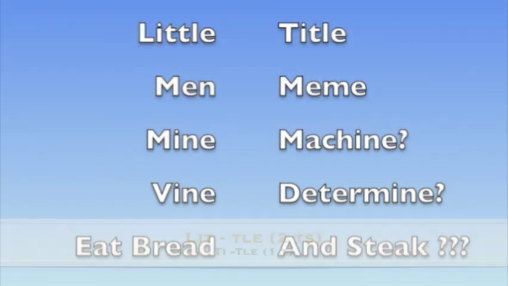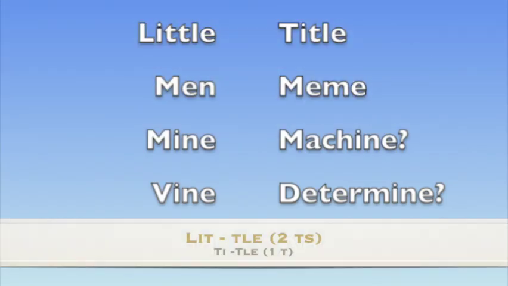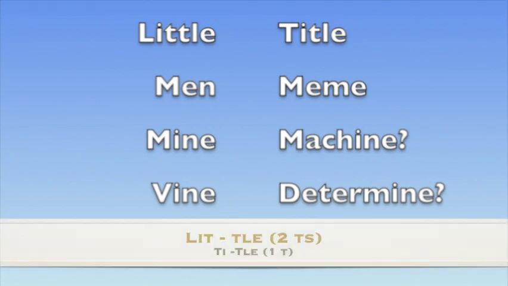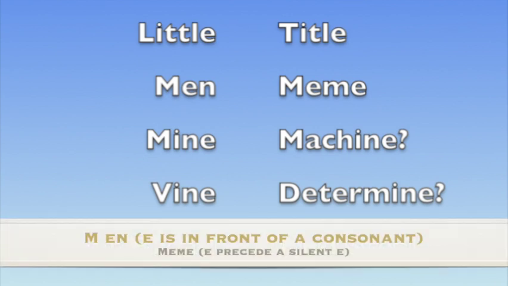How about the I in little and the I in title? It is because the first syllable in little is lit, pronounced lit, and the second one is tle. But in title, the first syllable is ti, pronounced tie, and the second one is tle. Why is the E in men so different from the E in meme? It's thanks to the syllable separation rule.